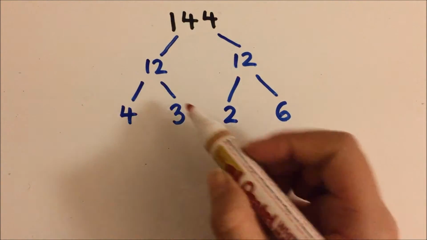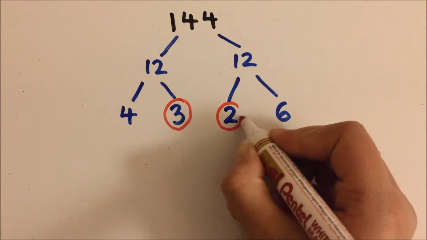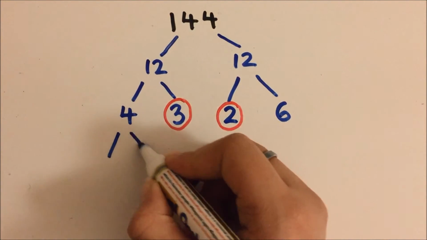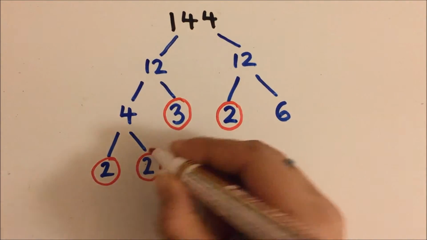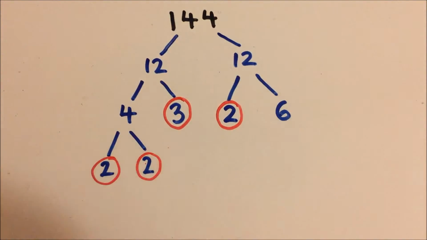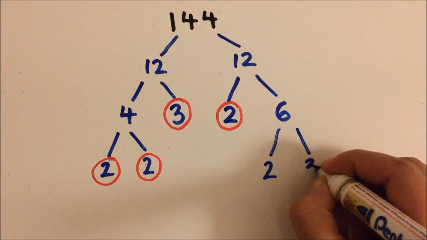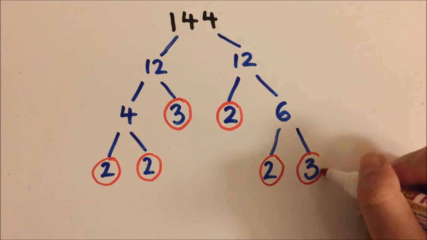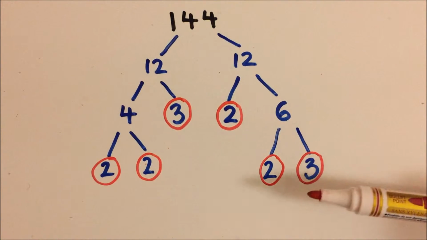Okay? And at this stage, I can circle some numbers. So in this branch, we can circle 3 because 3 is a prime number. And in this case, we can circle 2 because 2 is a prime number. And 4 is 2 times 2. So we can circle both the 2's and we've reached the end. Therefore, for this part of the branch, we can stop. Whereas 6 can be split into 2 and 3. And we know 2 is a prime number, and we know 3 is a prime number, and we can see at the end both of these are circled, so this is where we can stop.